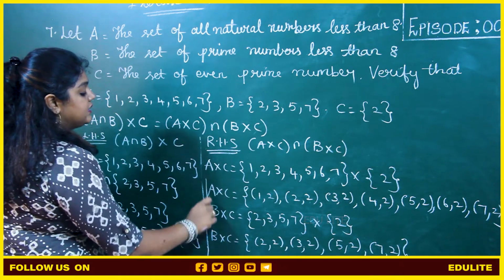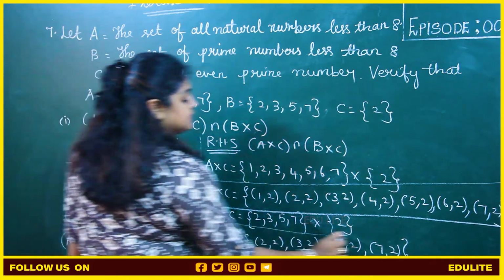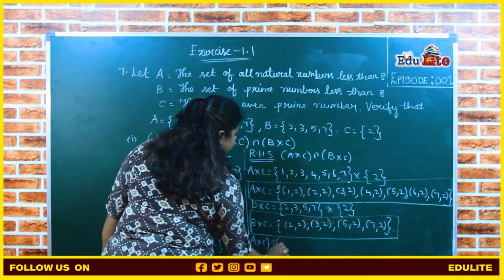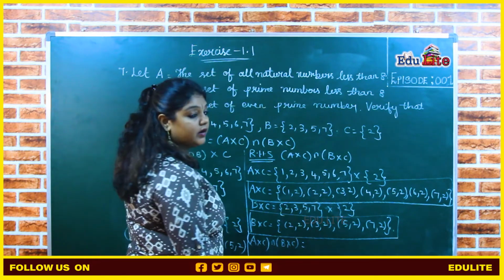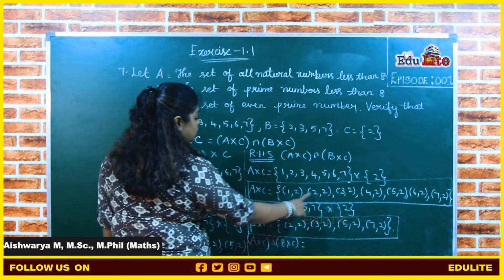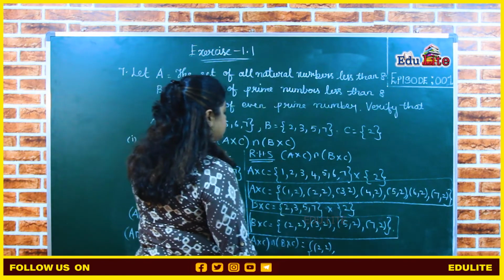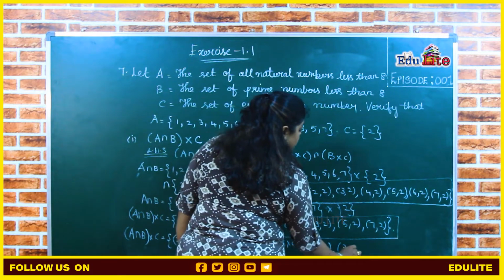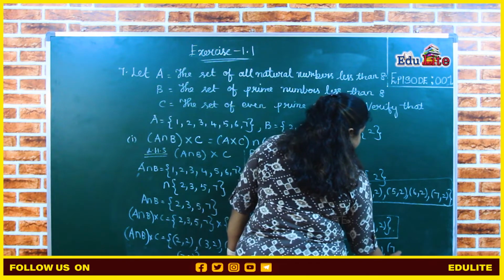Now we have to take the intersection of these two cross products, A cross C and B cross C. Intersection means we have to take only the common terms present in both the cross products. Let us see what are all the common terms present in both. (2, 2) is present in both. Next, the ordered pair common in both is (3, 2). Next (5, 2) and (7, 2).